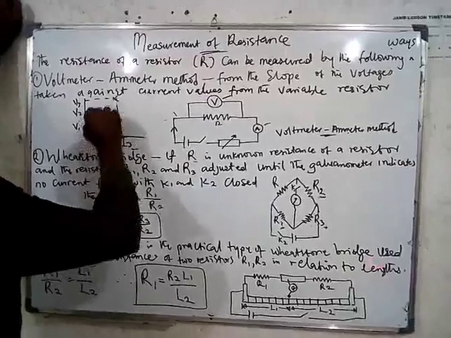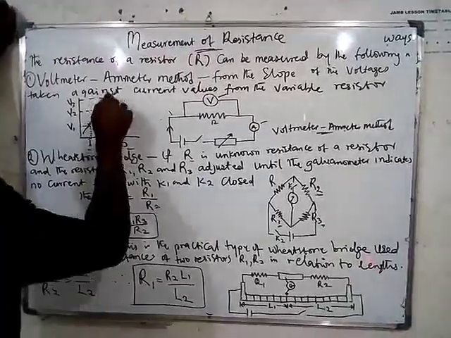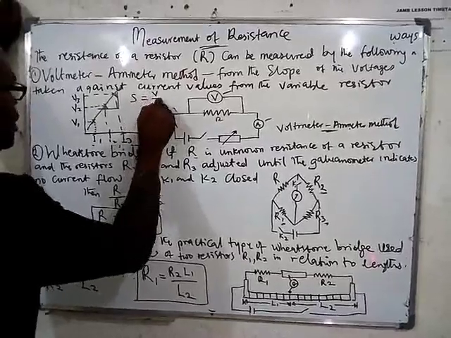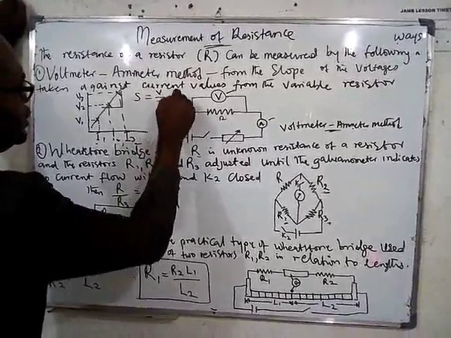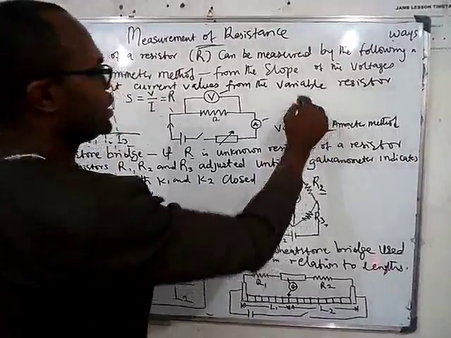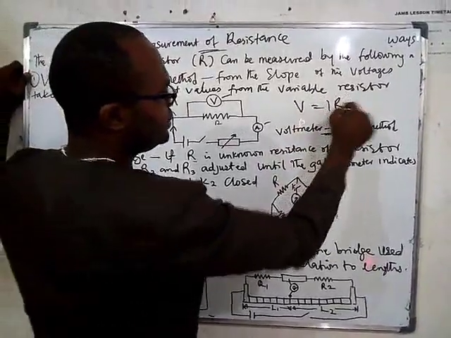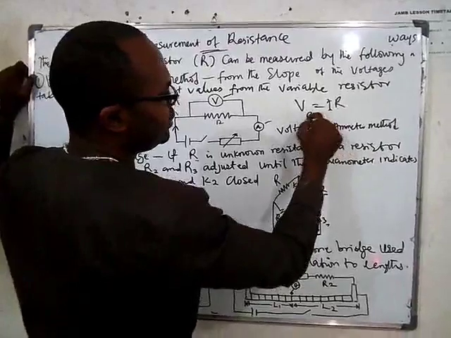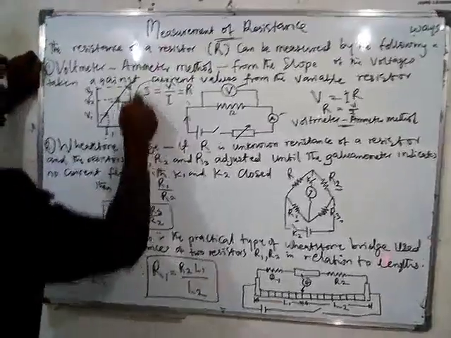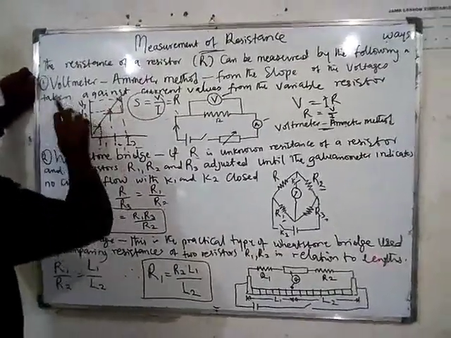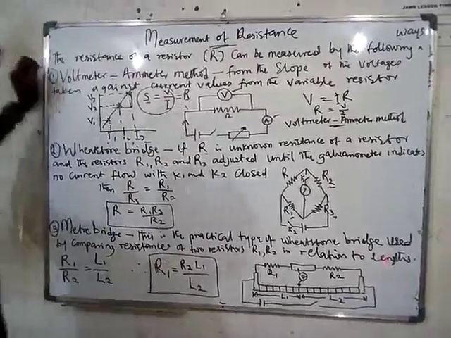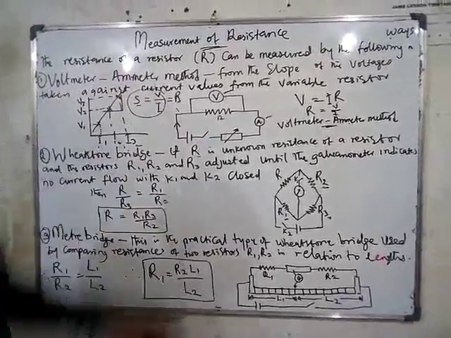Then when you plot a straight line graph, which is what you're going to get, the slope, which is V all over I, is equal to the what? Resistance. And as you know that we said that Ohm's law states that V is equal to IR. So if you make R the subject of the formula, you have V over I, which is also the slope that you will get from plotting the corresponding values of V and I. So that slope is the resistance. So that is one way of measuring the resistance of a resistor.